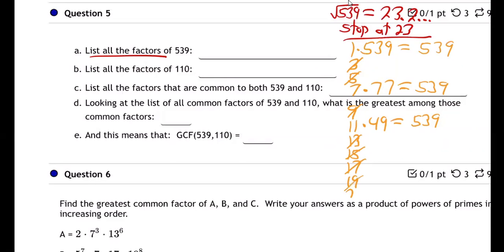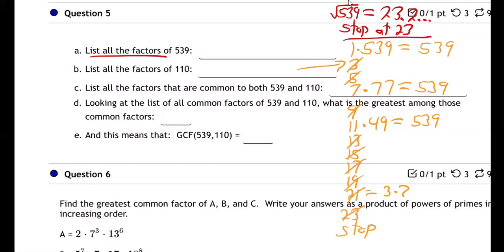21, no way 21, because we already know 3 doesn't go in. Even though 7 does, 3 does not. 21's made out of 3 times 7. So the only way 21's going in is if 3 and 7 can both go in, and we already know 3 doesn't go in. So no way. You can try it in your calculator. You'll see. 23, I think it's the last one we need to try, right? Nope, doesn't go. That's it. We stop there.